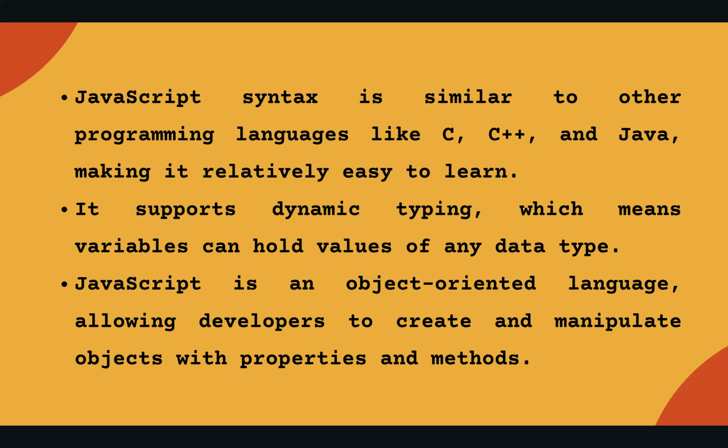It supports dynamic typing, which means variables can hold values of any data type. JavaScript is an object-oriented language, allowing developers to create and manipulate objects with properties and methods. So it supports dynamic typing, meaning variables can hold values of any data type. We don't need to mention explicitly that this is an integer, string, or something like that. It can hold any type of values, and it is an object-oriented programming language. It allows developers to create and manipulate objects with properties and methods.